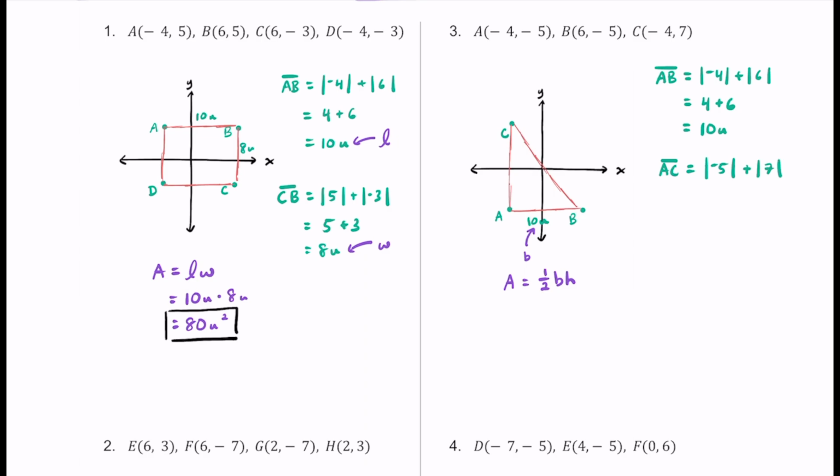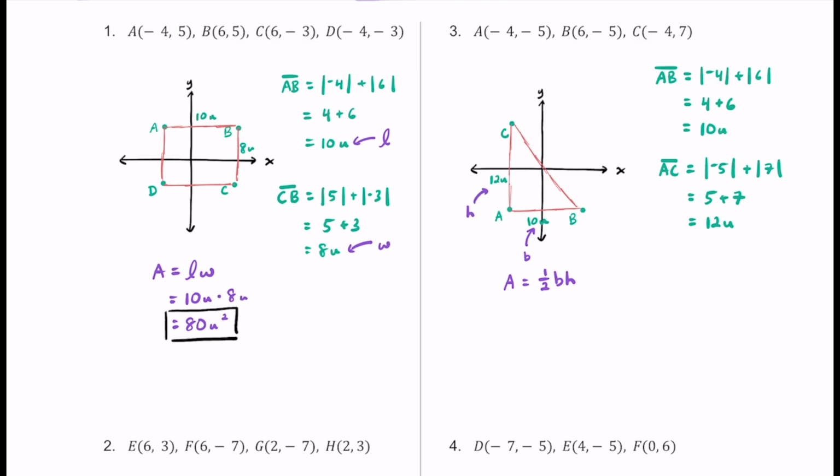So we're going to add their absolute values. They're in different quadrants. The absolute value of -5 is 5. The absolute value of 7 is 7. 5 plus 7, that's going to equal 12. So that's 12 units. That's how tall the height is for this triangle. It's going to be 12 units tall.